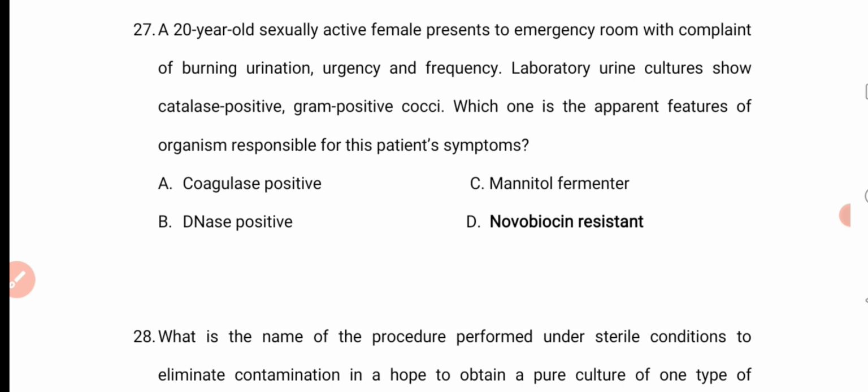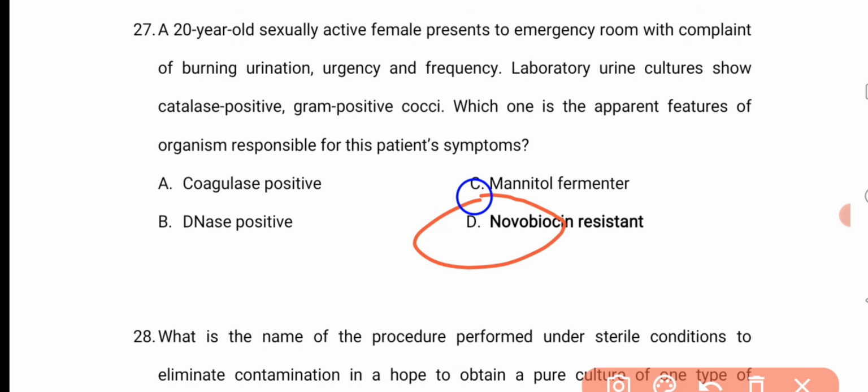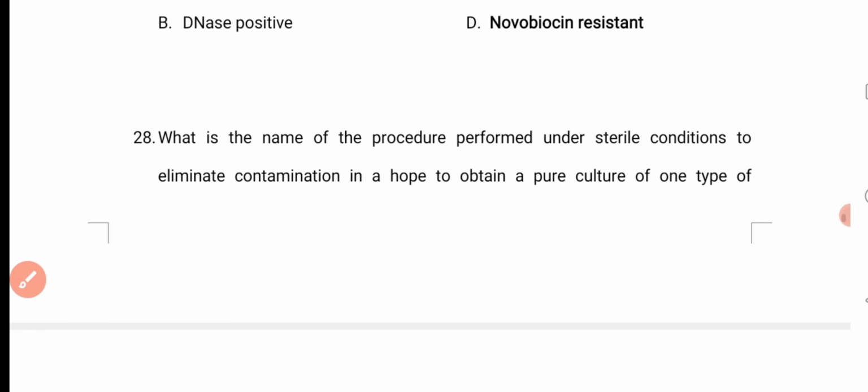Staph saprophyticus. This Staph saprophyticus is coagulase negative, DNase negative, and does not ferment mannitol, but it is novobiocin resistant. Okay, it's resistant to the antibiotic. So the correct answer is that the bacterium is Staphylococcus saprophyticus, and its feature is novobiocin resistance. So the correct answer is D, novobiocin resistant.